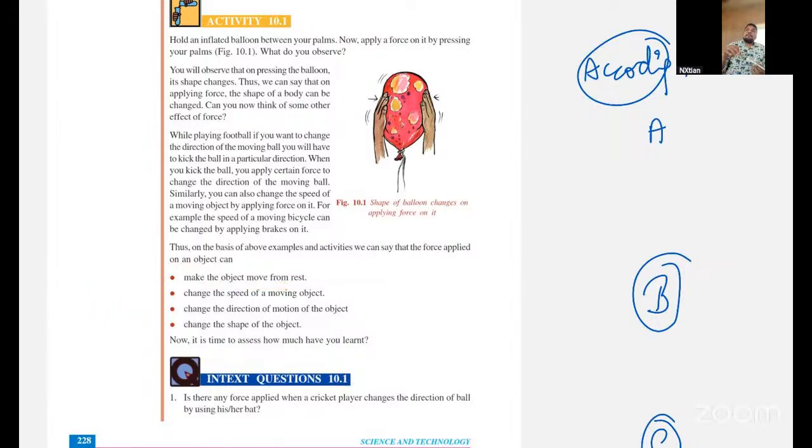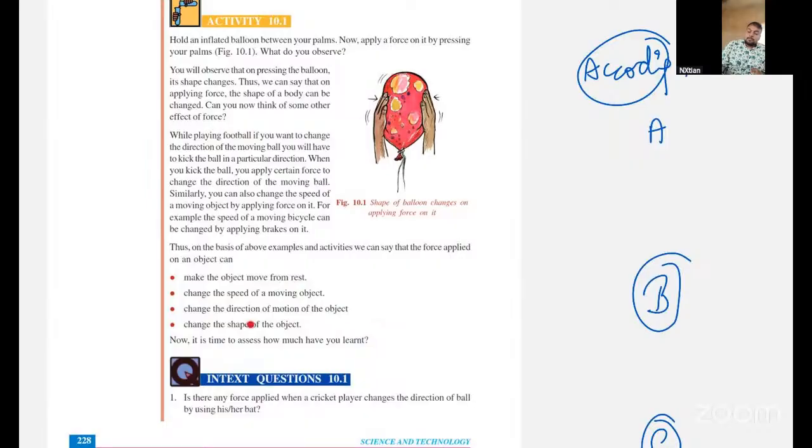Now, for example, David is cycling, and his brake is not working. What will David do? David will use his legs to stop. When he puts his foot on the ground, that force makes the cycle stop. So if the object is moving, it will come to rest also. The speed changes also.